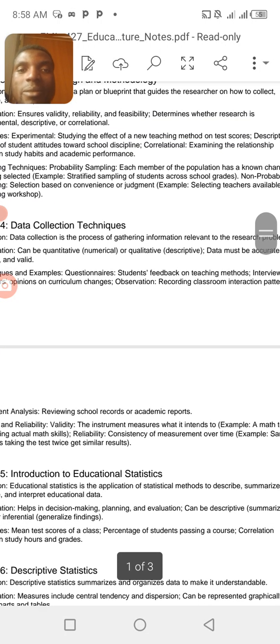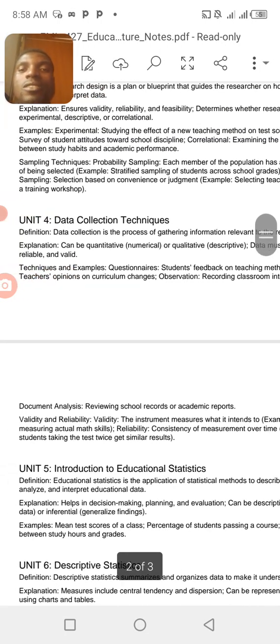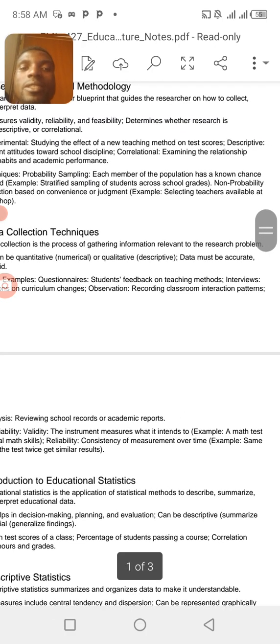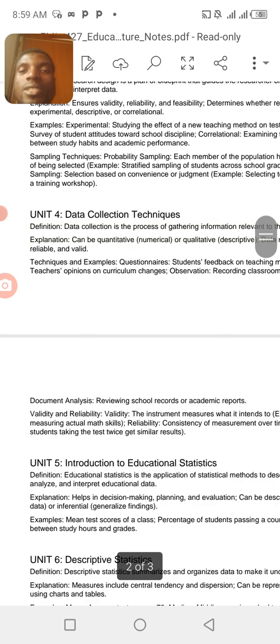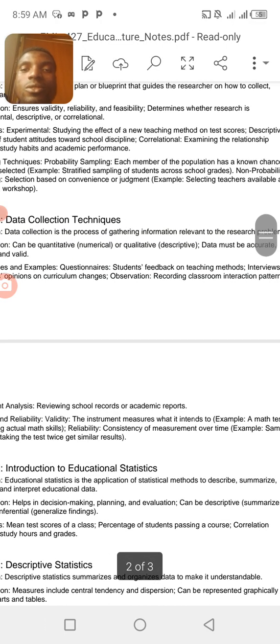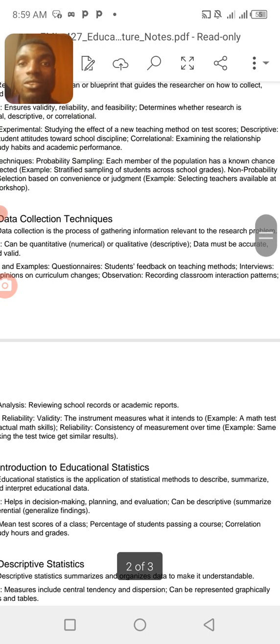And that is experimental research. Then we have descriptive research. Example, survey of student attitude towards school discipline. That is descriptive. Survey of what? Students' attitude towards school discipline. So this one is more descriptive in nature.